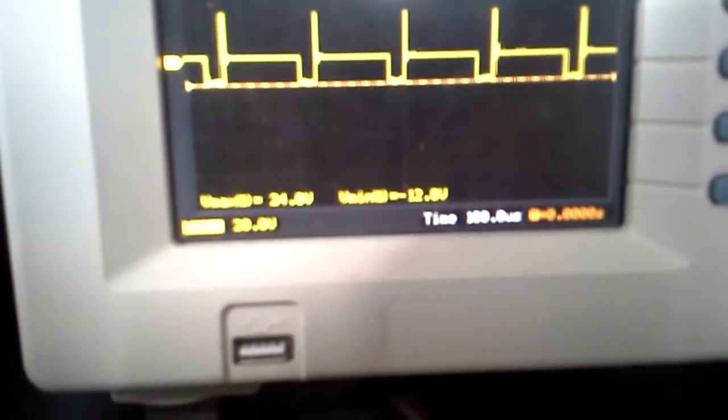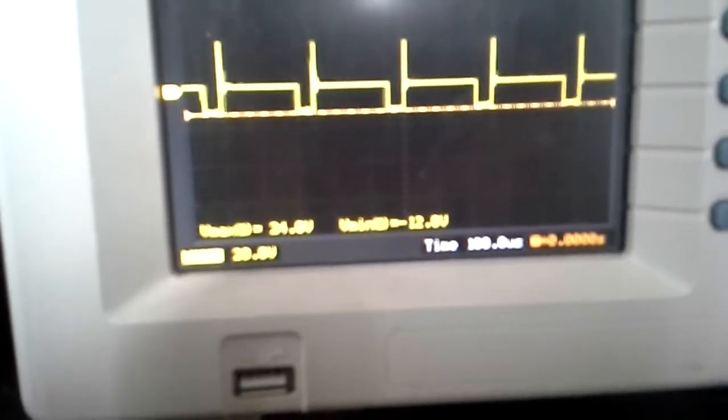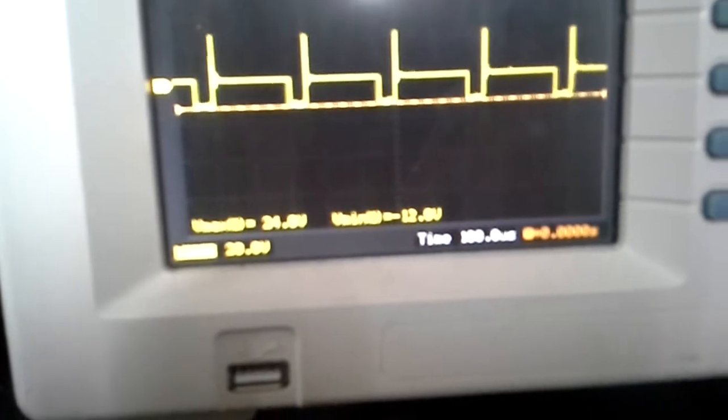Let's see if I can get this steady. I had too much coffee this morning. Voltage max says 24 volts and the voltage minimum is negative 12 because I have it hooked up backwards on my O-scope. But this is a solid state Bedini circuit running.